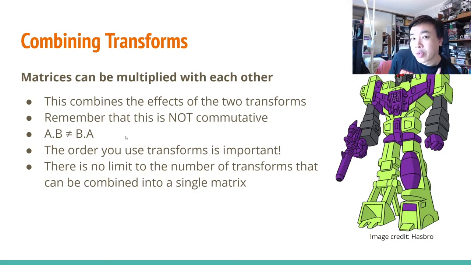The thing we do have to remember, though, is that matrix multiplication is not what's called commutative. Commutative is a mathematical property where, for example, multiplication is commutative. It doesn't matter what order we multiply two numbers, we get the same result. The order that we multiply two matrices changes the result. So A multiplied by B, so a matrix A multiplied by matrix B, is not the same as matrix B multiplied by matrix A.